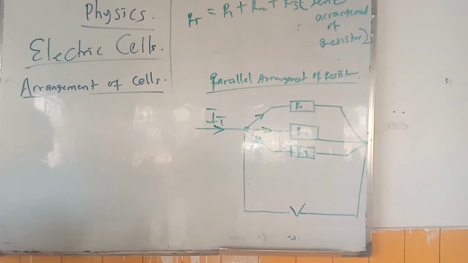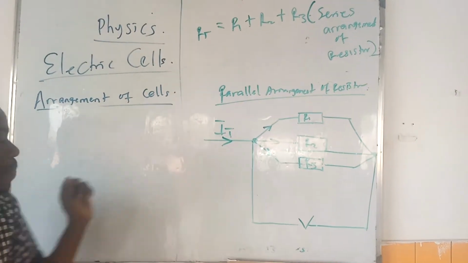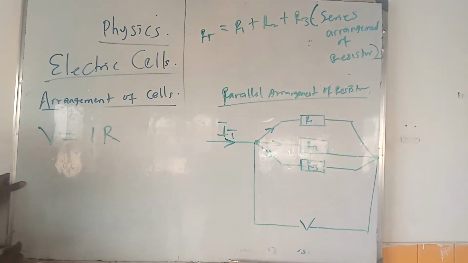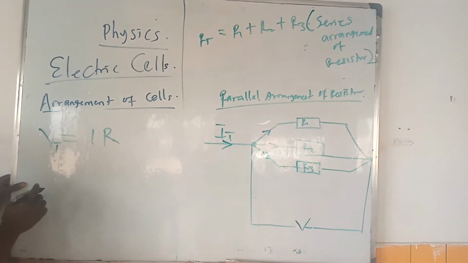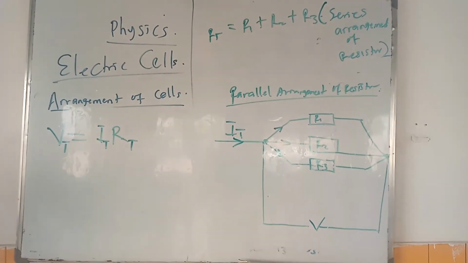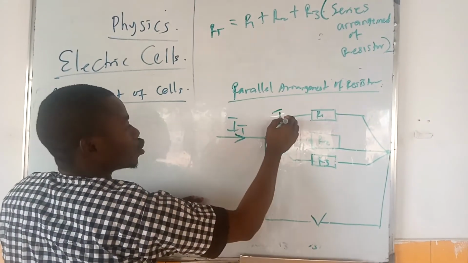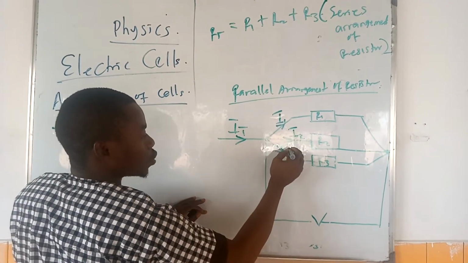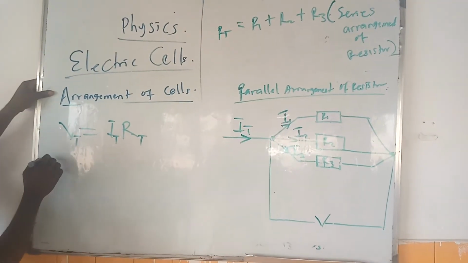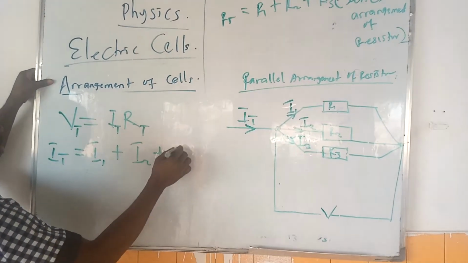Now, let's look up. From Ohm's law, we have V equal to IR, and V total equal to I total multiplied by R total. I total will turn into I1 in this branch, I2 in this one, and I3 in this one. So at the end of the day, you can get I total equal to I1 plus I2 plus I3.